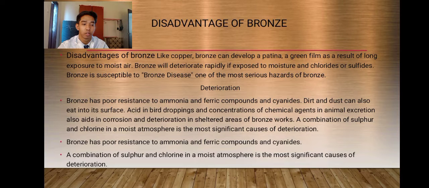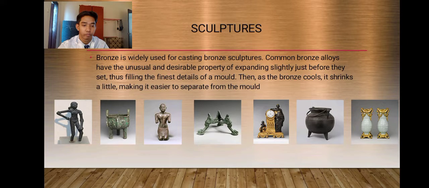The next content is casting. Bronze is widely used for casting bronze sculptures. Common bronze alloys have the unusual and desirable property of expanding slightly just before they set, thus filling the finished detail of a mold. Then, as the bronze cools, it shrinks a little, making it easy to separate from the mold.